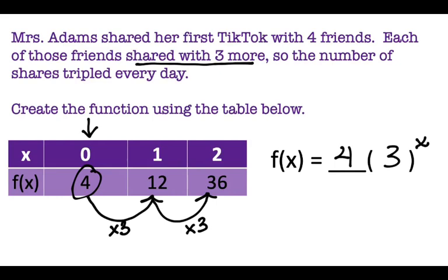So that's all I have to do is create that function. So look at when x equals 0, and that's 4. And then how are the numbers traveling in the y values? And that's tripling, by times 3 every time. So 4 times 3, 12 times 3, and so on. So that's all you have to do for this one, 4 times 3 to the x power.